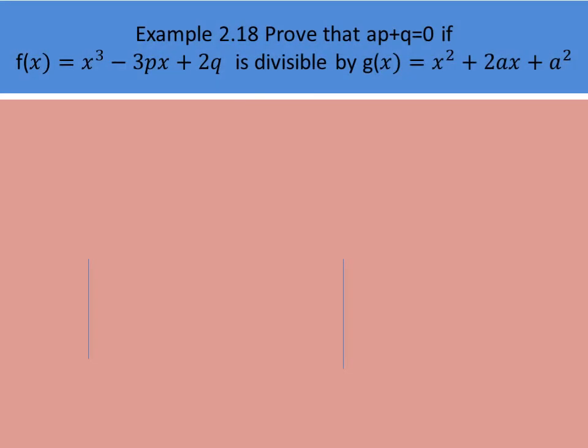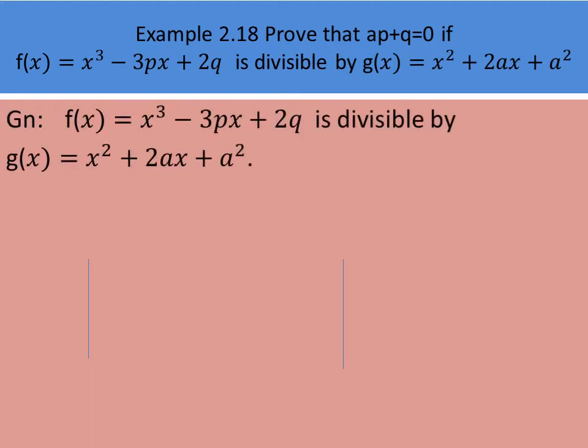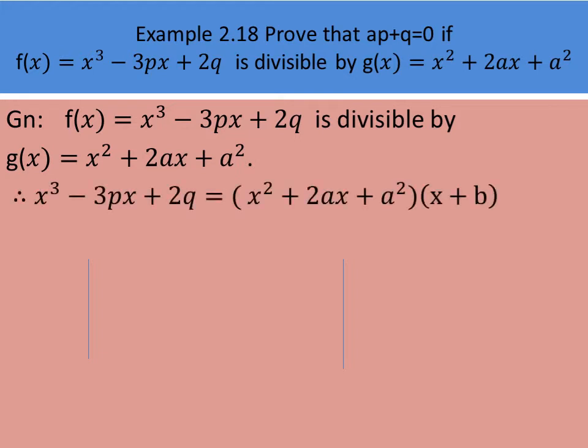The next sum, example 2.18. Prove that ap plus q equal to 0 if f of x is equal to x cube minus 3px plus 2q is divisible by g of x is equal to x square plus 2ax plus a square. So it is given f of x equal to x cube minus 3px plus 2q is divisible by g of x equal to x square plus 2ax plus a square. Okay. So listen, what is given here, this function is divisible by this function, isn't it? So you can write this one first.